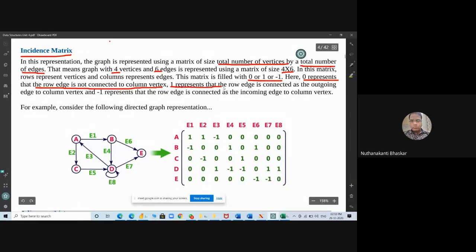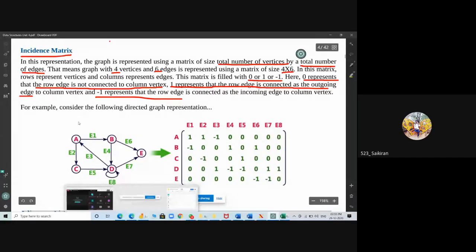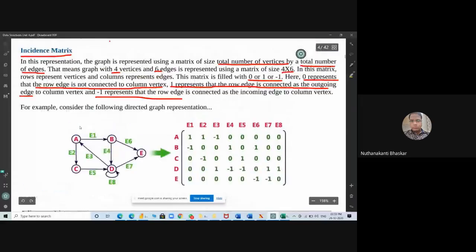1 represents that the row vertex is connected to an outgoing edge. If there is an outgoing edge, you write 1. If it is an incoming edge, you write minus 1. If there is no edge, you write 0. Simple. If there is an edge, check whether it is outgoing or incoming. Outgoing, write 1. Incoming, write minus 1. No edge, write 0. Clear? Yes, sir. That's why this is only for directed graphs.